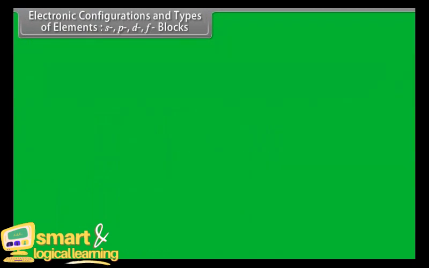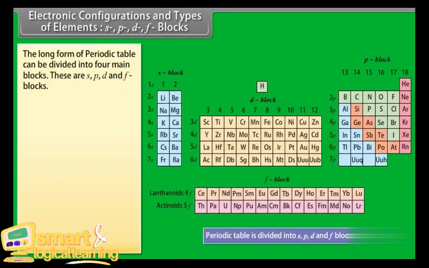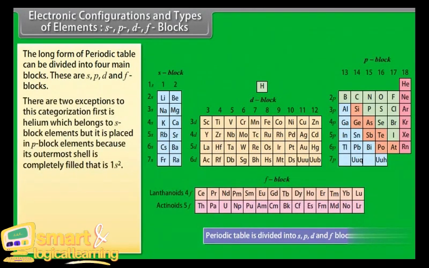Electronic configurations and types of elements: s, p, d, f blocks. The long form of the periodic table can be divided into 4 main blocks. These are the s, p, d and f blocks. There are 2 exceptions to this categorization.